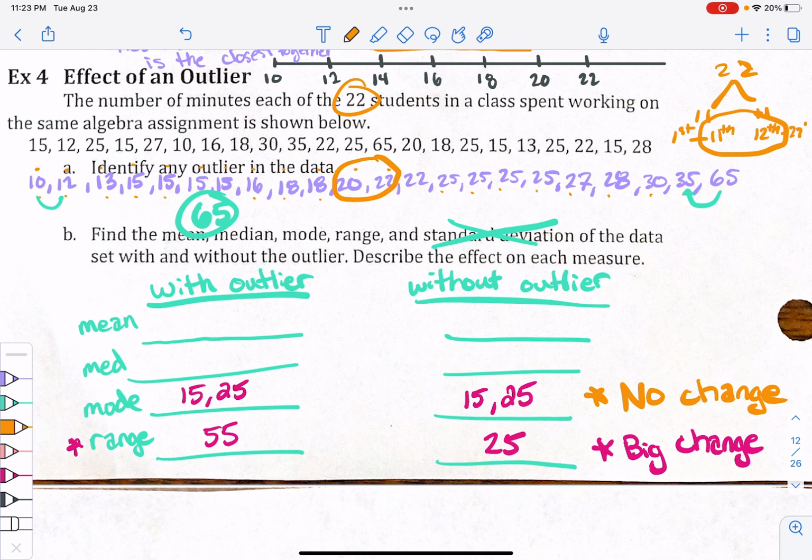20 and 22, halfway between those, or if I take the average of those, is going to be 21, which is my median, okay? And then if I knock that 65 out of there, now I only have 21 numbers. And 21 numbers, if I separate that in half, I'll have 10 numbers over on this side, 10 numbers over on this side, and 1 number in the middle. That adds up to 21 numbers total.